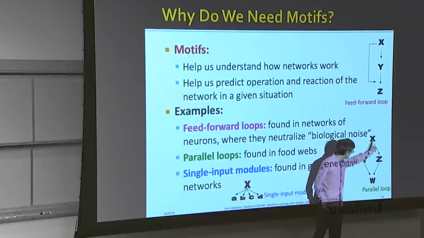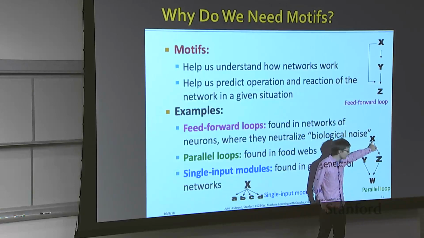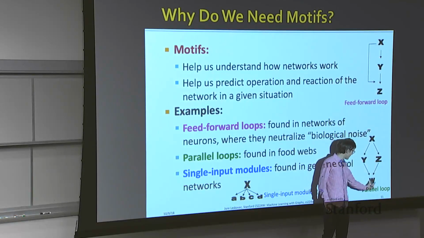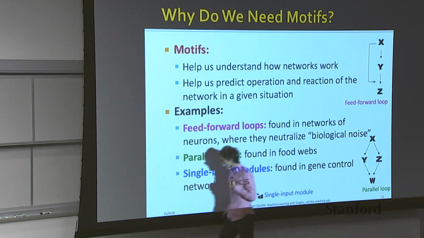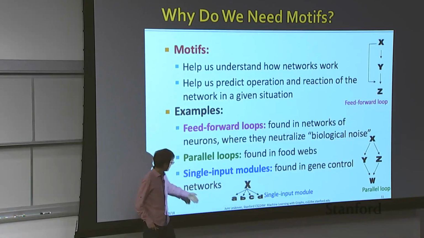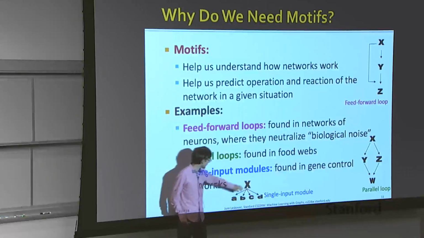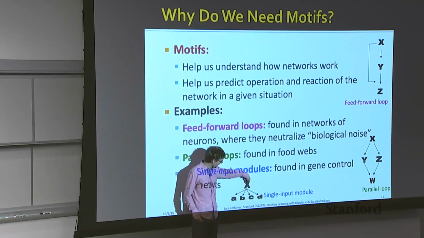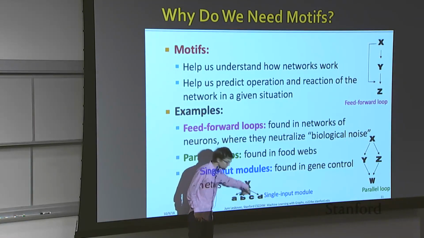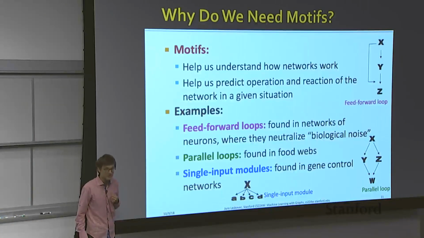So you will have a lot of these types of structures where two different species have a common food source, and two of them are both a food source for a common predator, right? And similarly, in many gene control networks, you have these single input modules where whatever happens to X gets propagated to many other nodes. And these are just some examples of these types of structures.